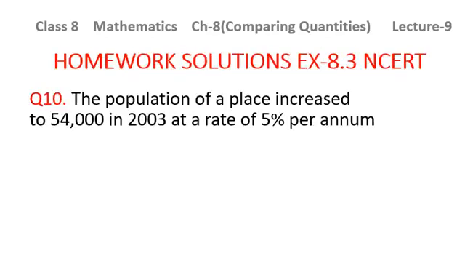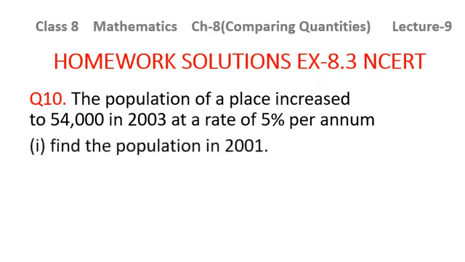Now coming to the homework solutions of exercise 8.3 NCERT. Question number 10: the population of a place increased to 54,000 in 2003 at a rate of 5% per annum. Find the population in 2001. We are supposed to find the population in 2001, and this question is based on the application of compound interest. We have discussed in the previous lecture the concept of growth and depreciation. Then in this question we are supposed to use those formulas.